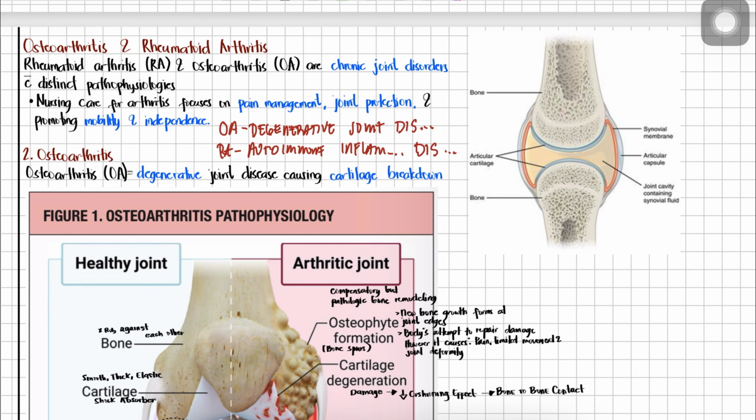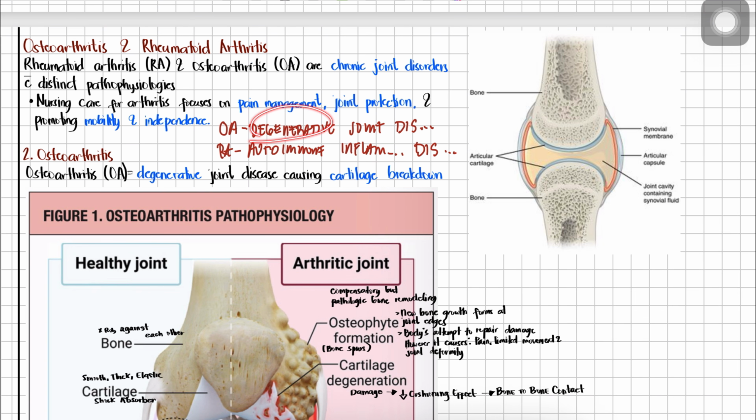Good day, nurses. So for today, we will discuss osteoarthritis and rheumatoid arthritis. Both conditions are chronic joint disorders, meaning greater than 6 months, but they have different causes and pathophysiologies. Your OA, or osteoarthritis, is a degenerative joint disease, while your RA is an autoimmune inflammatory disease.